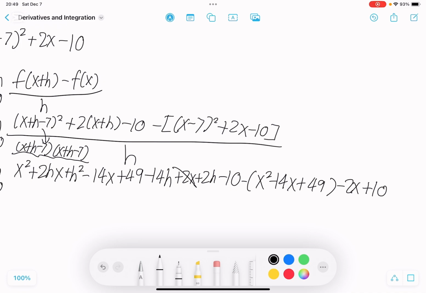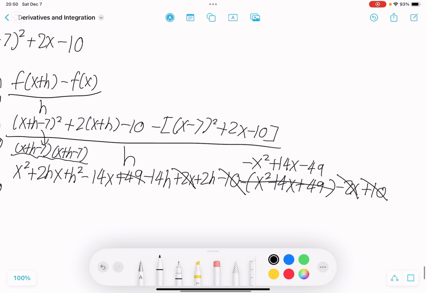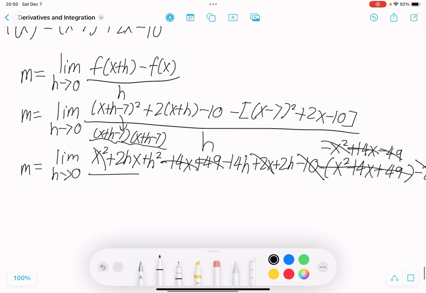So the 2x's cancel out, and the minus 10 and plus 10 cancel out. This simplifies to, so this thing is basically minus x squared plus 14x minus 49. The 49 and negative 49 cancel out, the 14x and negative 14x cancel out, and the negative x squared and x squared cancel out. And then we have all this over h.